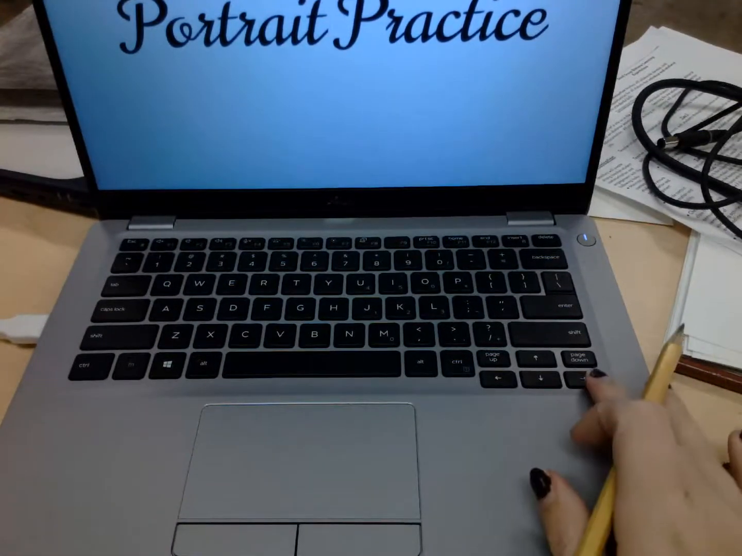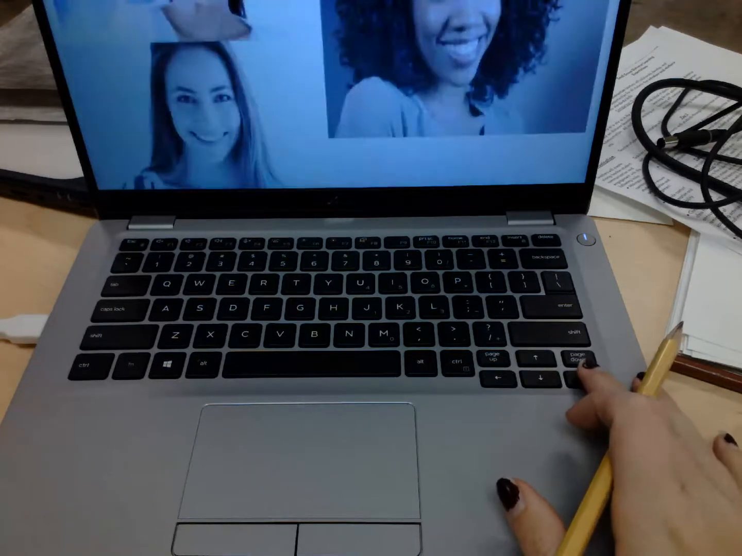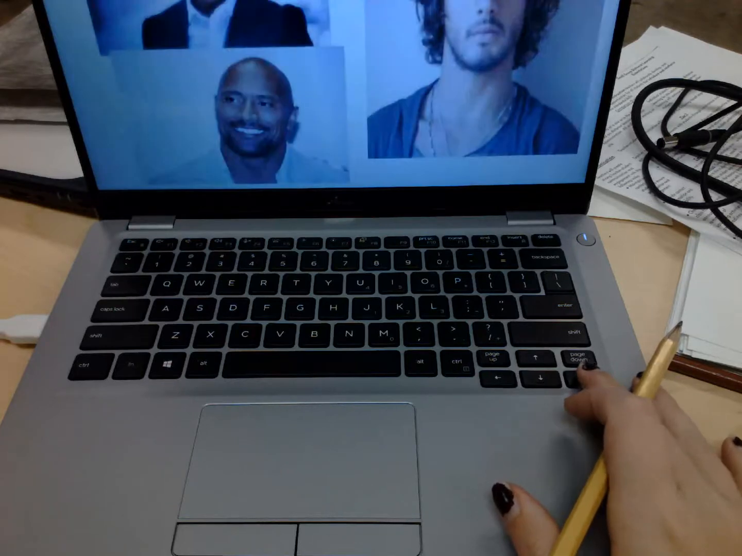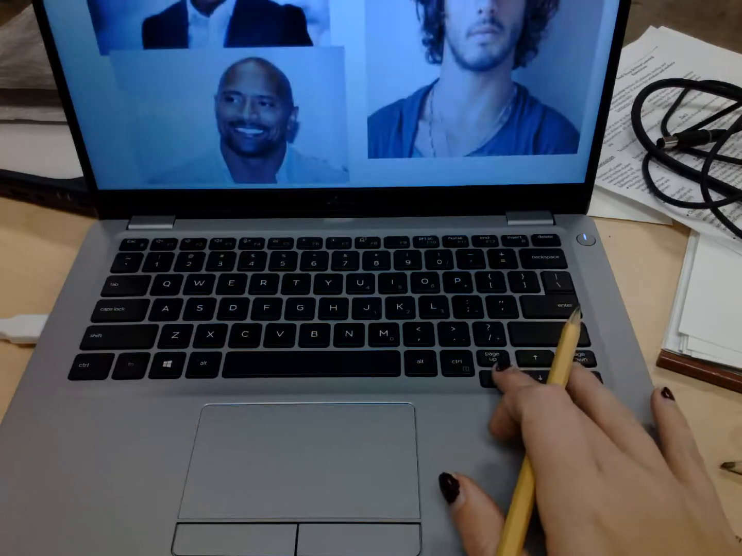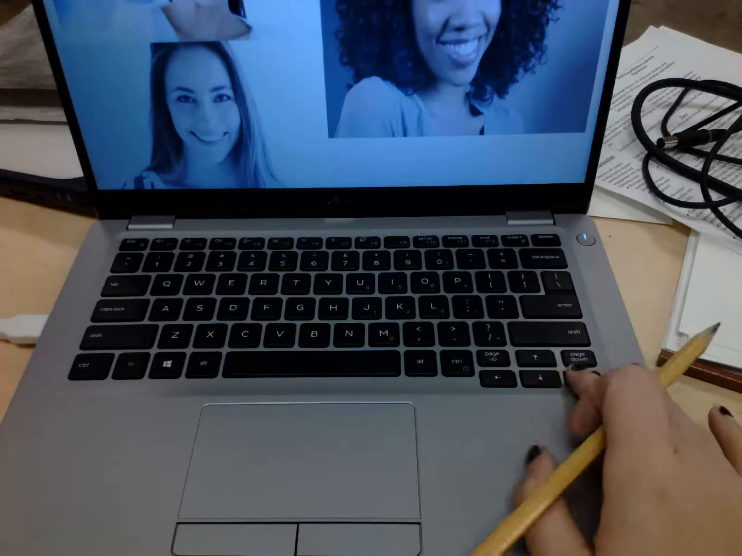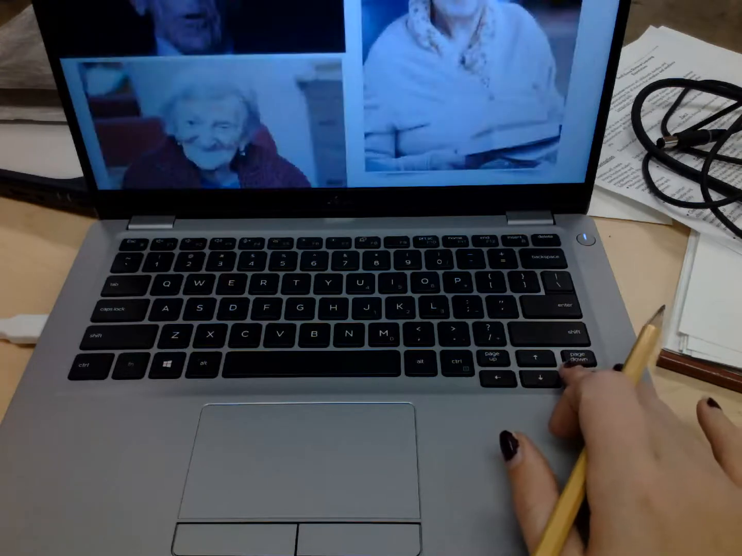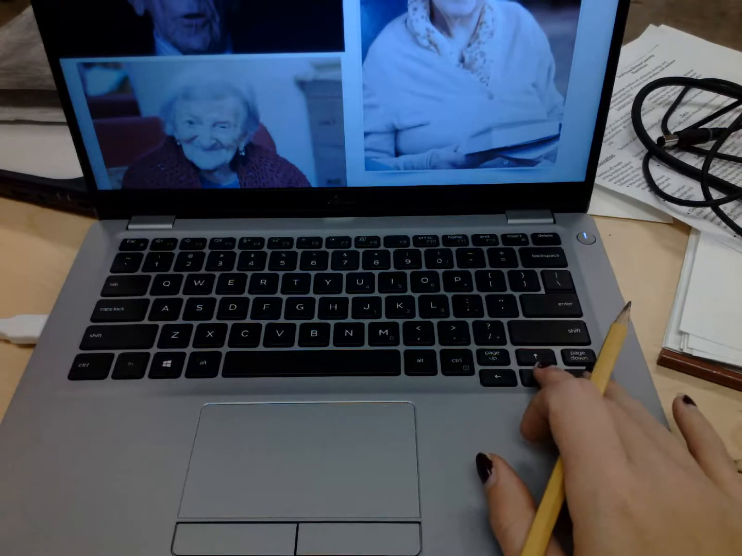It says portrait practice. You'll move on. Our first picture that we have is Emma Watson. Then we have some ladies here, we have some men, and we have some elderly people. They all look different. They all have their challenges of drawing, each and every one of them, they're all a little bit different. And so your goal is to draw them so they actually look as close to the person as possible.